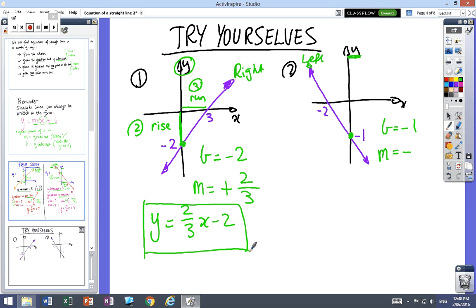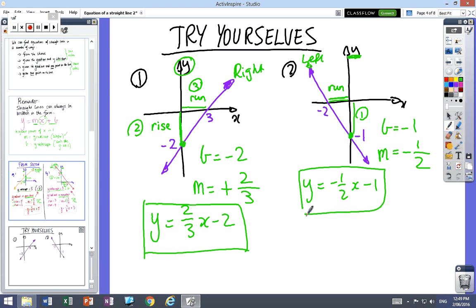Okay, so here we've got a negative gradient. That's the rise, which is 1, so you put a 1 on top. The run is 2, so you put a 2 on the bottom. And so the equation is y equals minus a half x minus 1, and that's your answer.